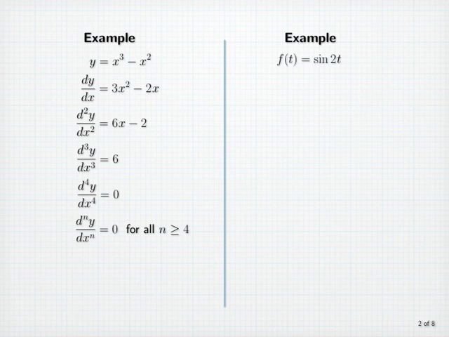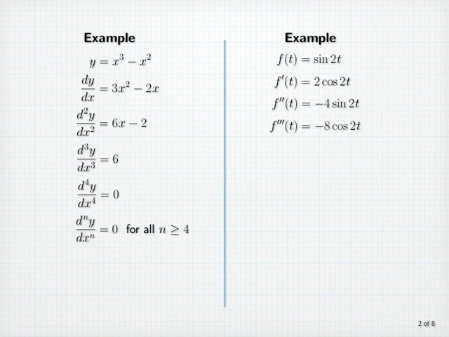Example: let f of t equal sine of 2t. The derivative is cosine of 2t times the derivative of 2t by the chain rule. The second derivative is minus sine of 2t times another 2 to give us minus 4 sine of 2t. The third derivative is minus 8 cosine of 2t. Each time we differentiate, we pick up another factor of 2. The fourth derivative is 16 sine of 2t.